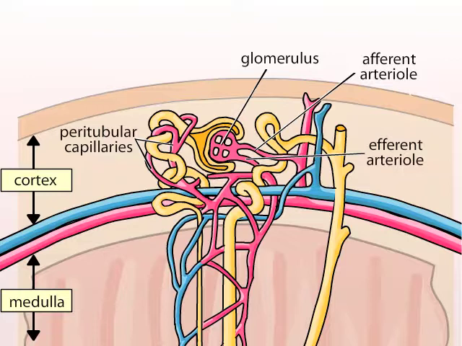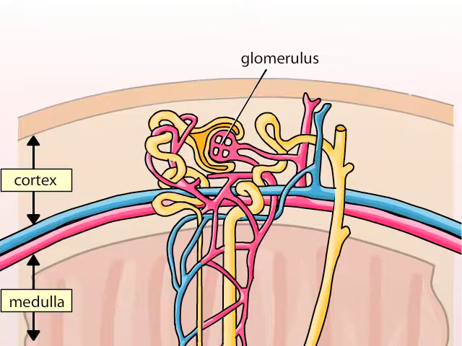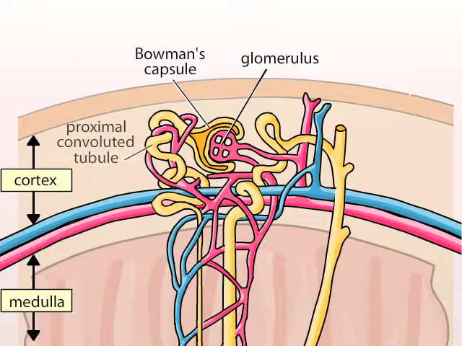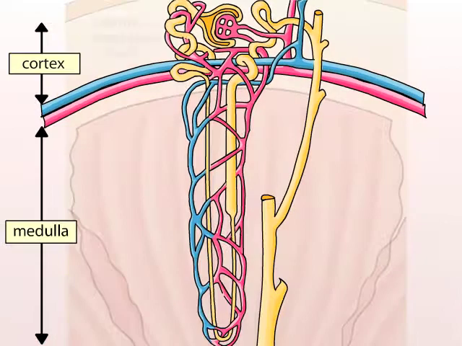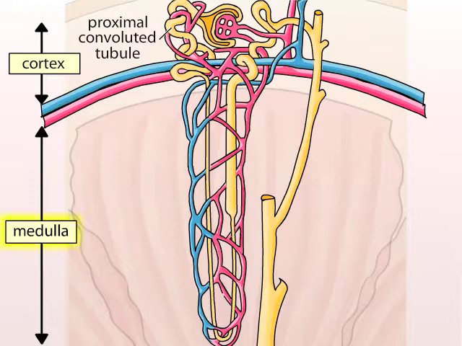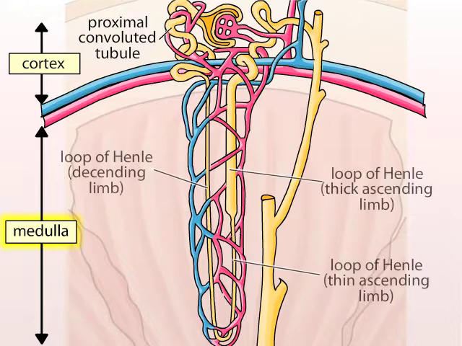Blood pressure forces water and small molecules to be filtered from the glomerulus and collected in Bowman's capsule. The initial segment of a renal tubule is called the proximal convoluted tubule. The glomerulus, Bowman's capsule, and proximal convoluted tubule of each nephron are located in the cortex. From the proximal convoluted tubule, the nephron tubule turns down into the medulla. The portion of the tubule in the medulla is called the loop of Henle.